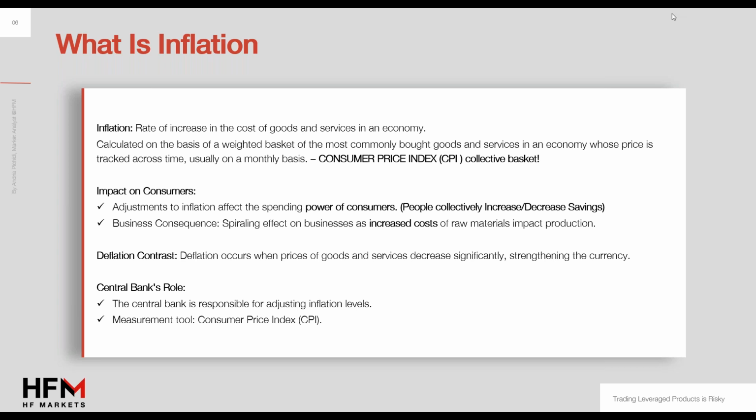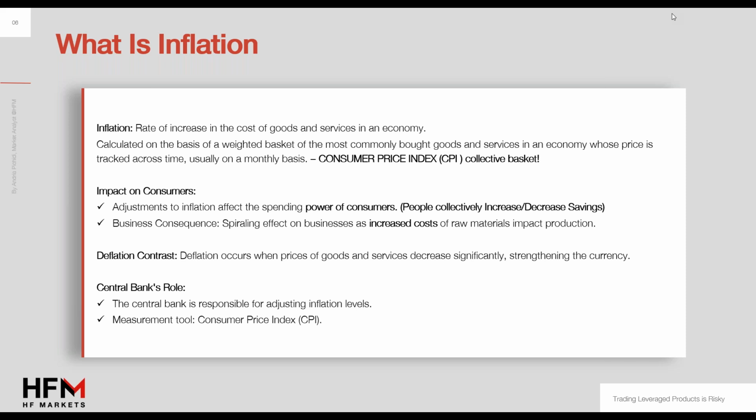So I started with interest rates because, as I said, it's the tool to support and control the economy. So let's move on to what is inflation. Theoretically, inflation is the rate of increase in the cost of goods and services in an economy. The adjustment to inflation impacts the spending power of the consumer, right?